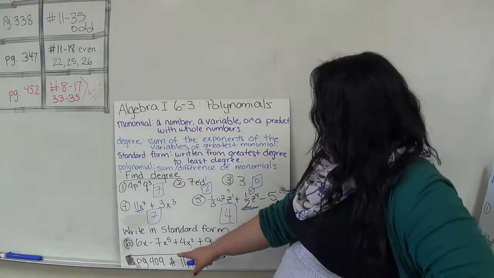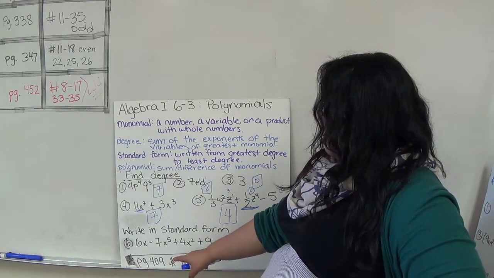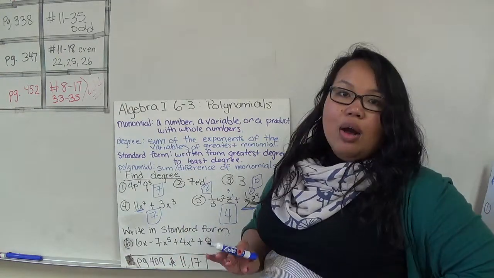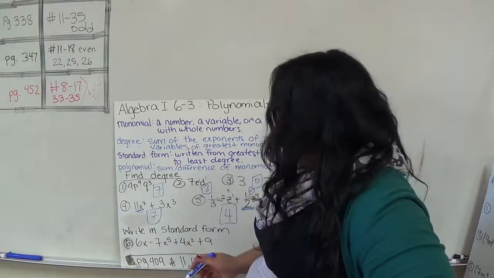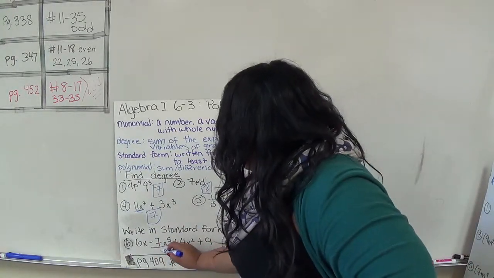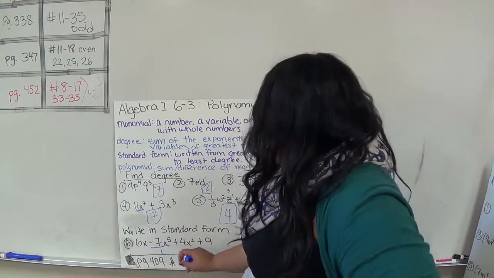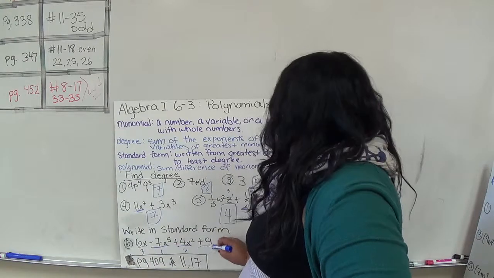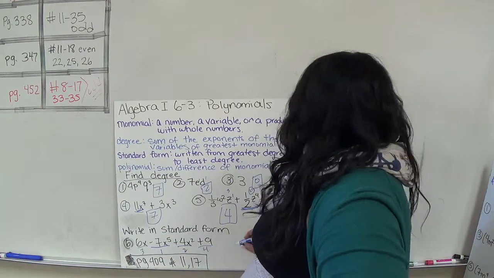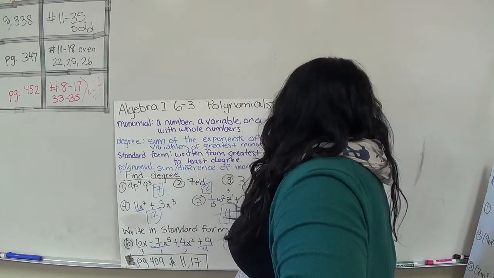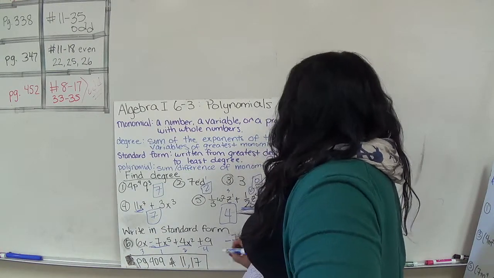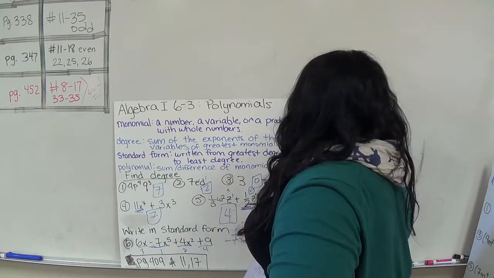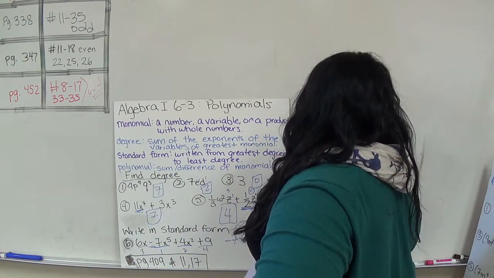So standard form here is the degrees of each monomial from greatest to least. And remember, the sign in front of them follows it. So this is my first, because it has the biggest, it's 5. This is my second, this is my third, and this has none, so this is my 4. So this negative follows that 7x, so I'm going to do negative 7x to the 5th, okay, plus 4x squared, plus 6x, plus 9.